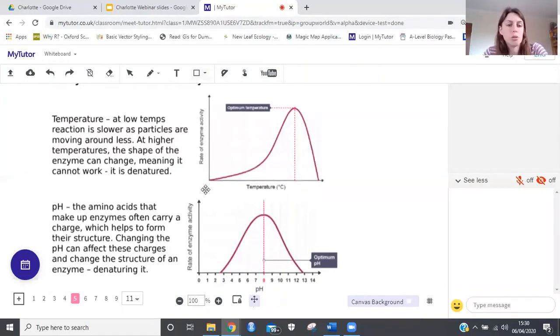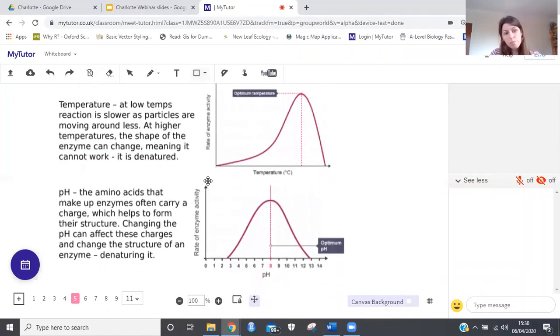Okay, so we talked about how temperature affects enzymes, so now let's talk about pH. So pH is the acidity or the alkalinity of the environment. And the amino acids that make up enzymes, because remember enzymes are proteins, so they are made up of amino acids, they often carry a charge, so a slight plus or minus charge, positive or negative. That helps to form their structure because positive particles are slightly attracted to negative particles, and so it helps them to form that key shape.